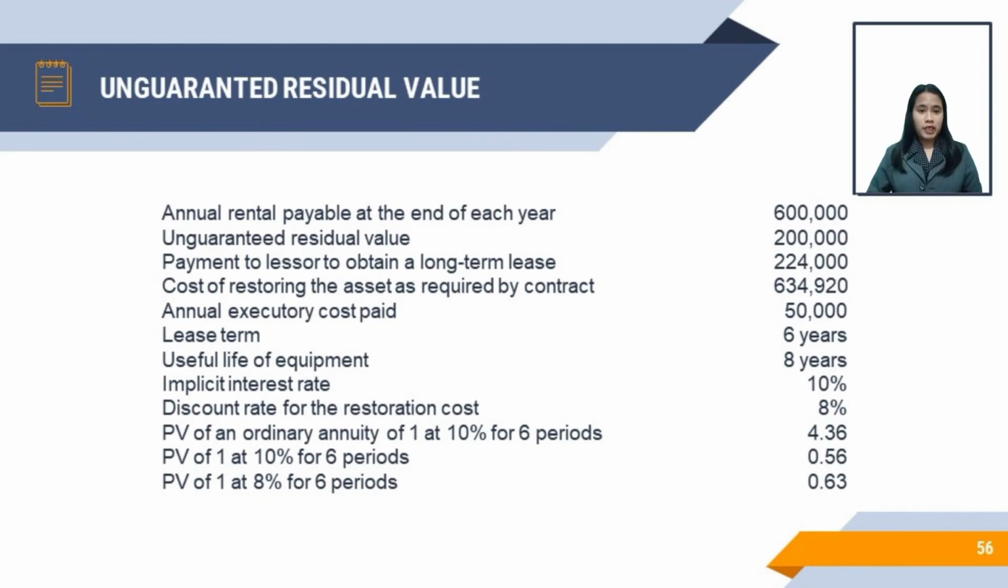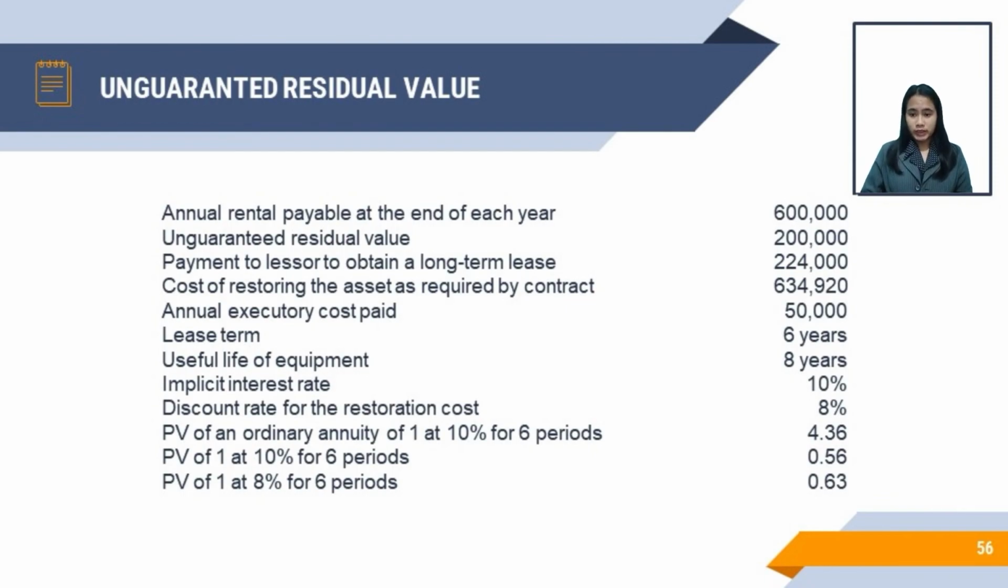Next, we have the unguaranteed residual value. This is our given. We have the annual rental payable at the end of each year of 600,000, unguaranteed residual value of 200,000, payment to lessor to obtain a long-term lease 224,000, cost of restoring the asset as required by the contract of 634,920. Next is the annual executory cost paid of 50,000.